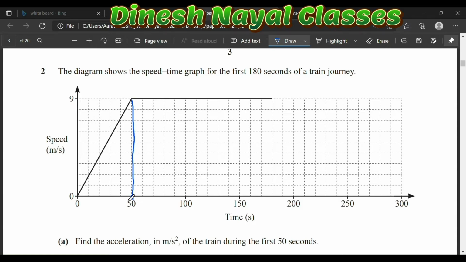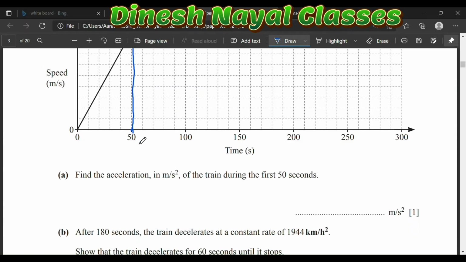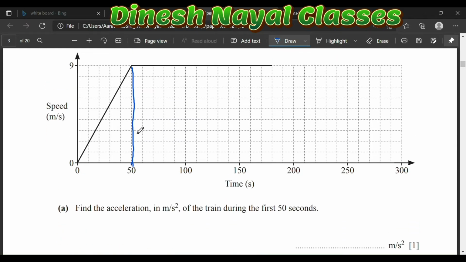To find the slope of the graph, you should know rise by run. From the graph you can see the rise, the vertical, is 9 and the horizontal, the run, is 50. So 9 by 50 is 0.18 meters per second squared. So this is 0.18.